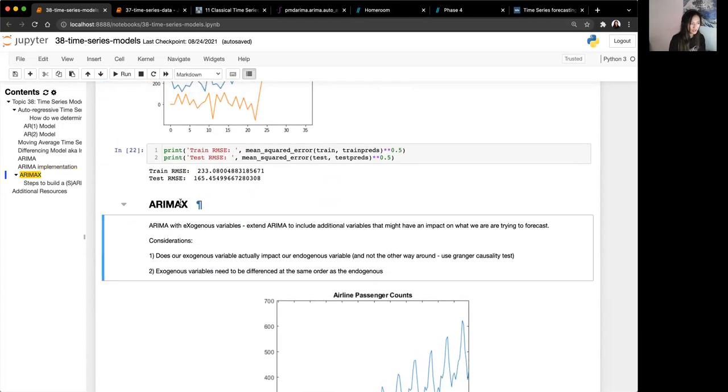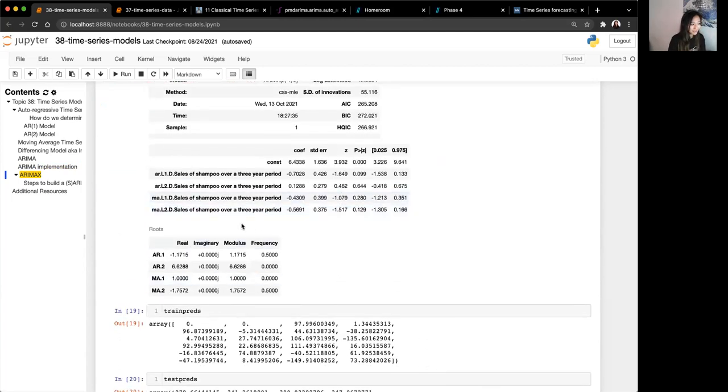On that note, exogenous variables: because this is very, very similar to linear regression, if you want to include exogenous variables, when you add an exogenous variable, it's just going to show up in this table over here, just like your linear regression.